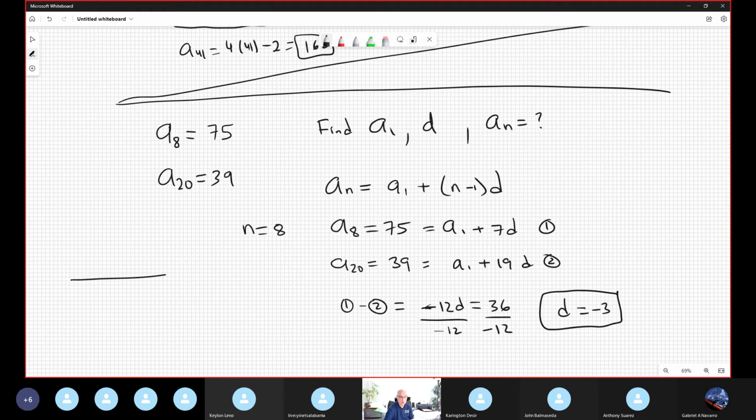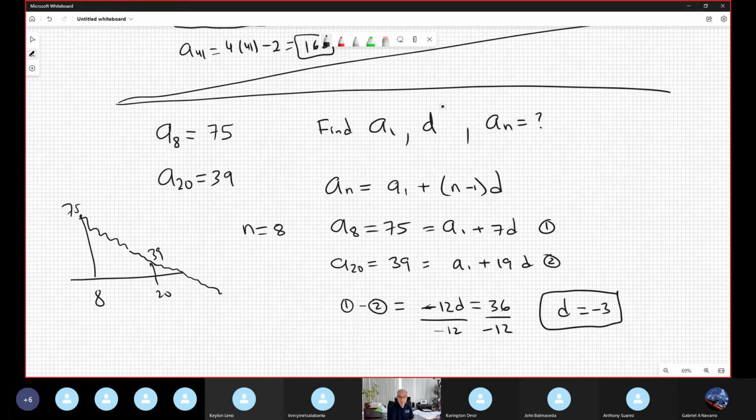We start in position 8 with 75, and decreasing. Decreasing how? Minus 3, minus 3, minus 3. In position 20 we have 39. And see, continuing, it becomes negative, I suppose, at some moment. So we are ready. No, not yet.